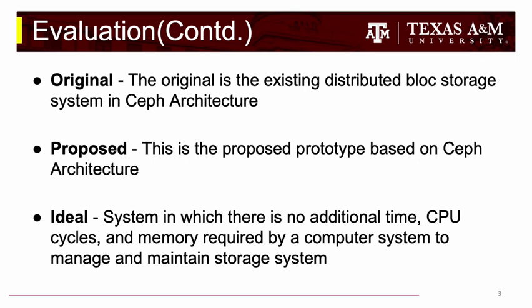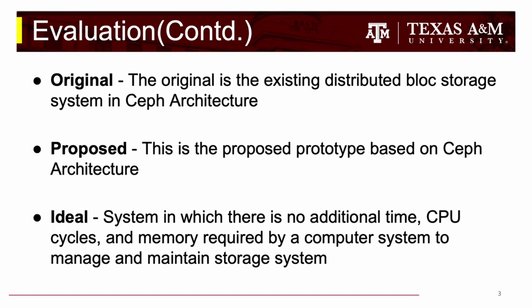The 3 models are compared in the paper for each of the performance metrics that we are going to see in the next slides. The first one is the original system. The original system is the existing distributed block storage system in Ceph architecture. The next one is proposed. This is a proposed prototype based on Ceph architecture. The next one is the ideal one.